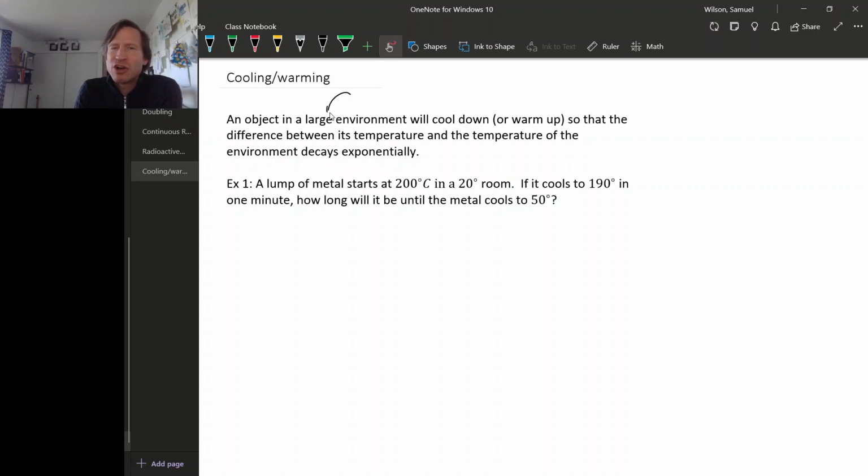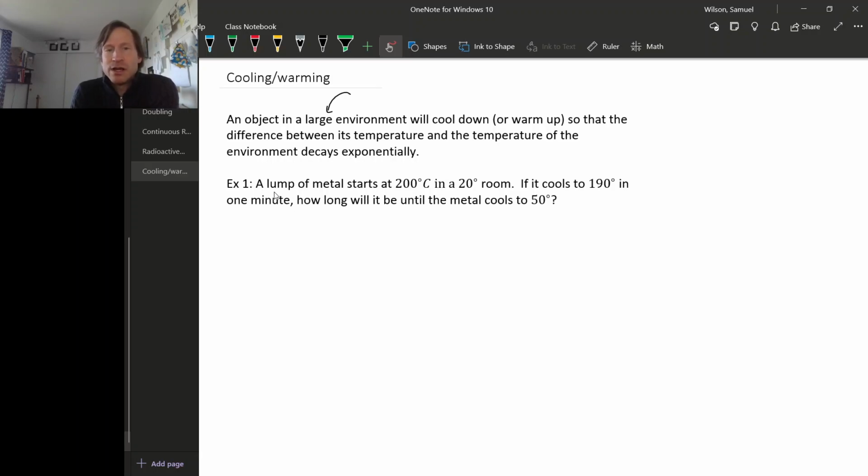What I mean by a large environment is an environment that's large enough that when the object cools down, the environment doesn't warm up appreciably in response. So, if you put a really warm mug in a very large room, the large room isn't going to warm up much as the mug cools down because the large room is just too big. So that's what I mean by large.